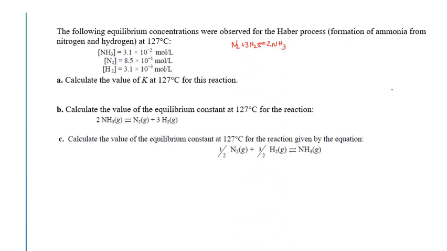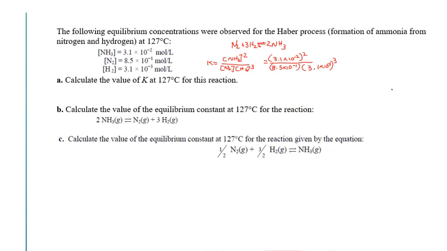N2 plus 3H2 gives 2NH3, and then write the K expression, which is concentration of ammonia to the power 2 divided by concentration of nitrogen times concentration of hydrogen to the power 3. And then we can plug in the concentrations given, and then we can do the calculation.